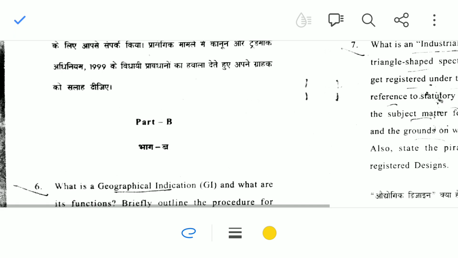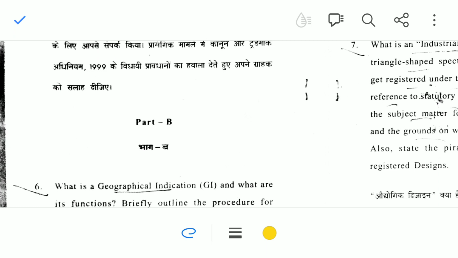Now part B will start. So in part A there are 5 questions, and part B there are 3 questions. So in this year 2023 also there will be 2 parts, part A and part B. As per previous pattern I am talking about, part A will consist 5 questions and part B will consist 3 questions.